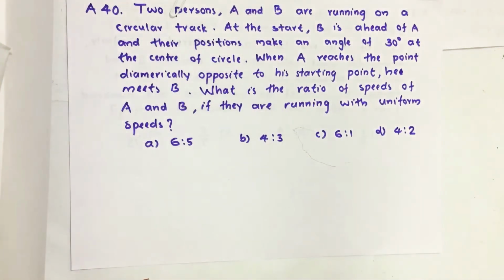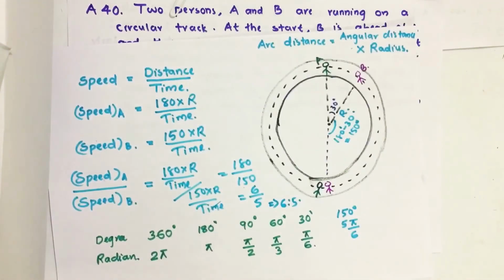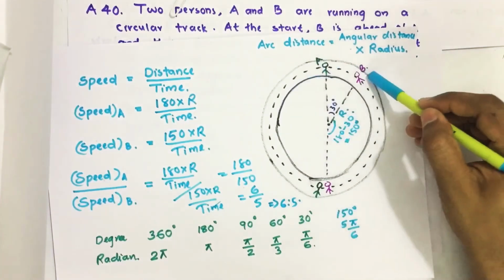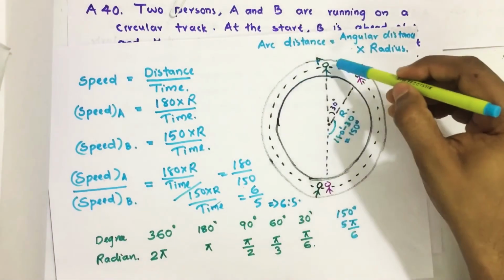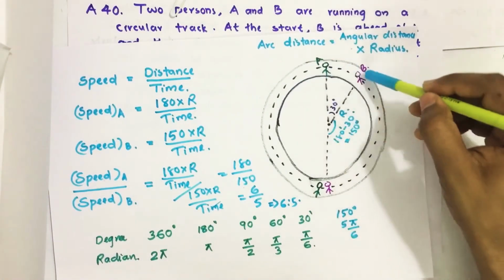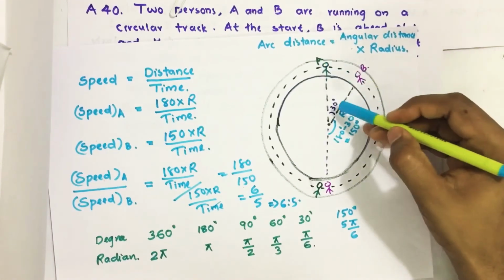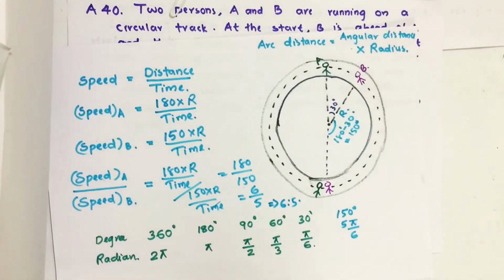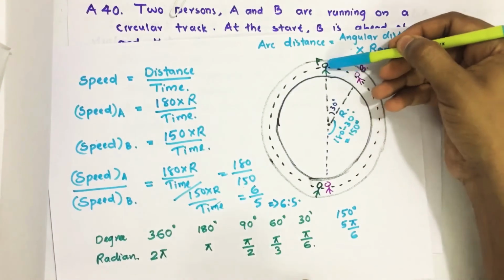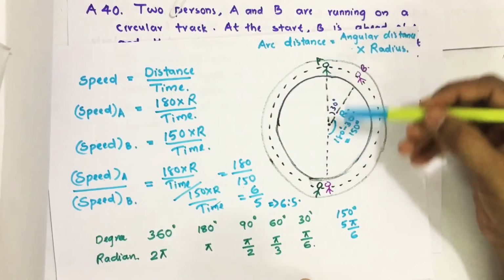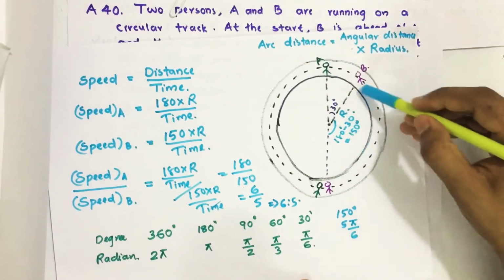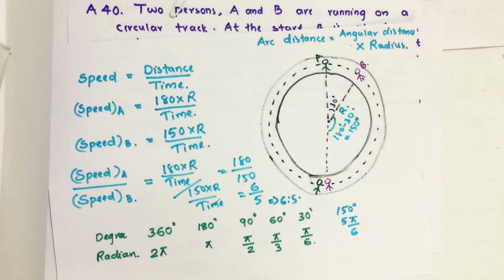Both A and B are running in uniform speed. That means speed is not changing by time. Now let us see. Two people A and B, they are running around a circular track. At the start, B is ahead of A by an angular distance of 30 degrees. When A reaches diametrically opposite to his starting point, that is here, he meets B.